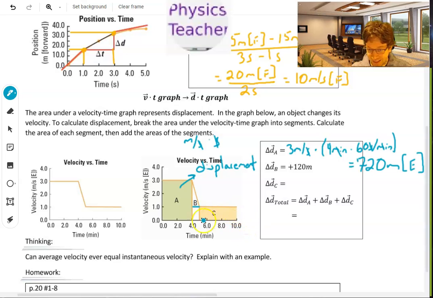But for now, if we were to look at C, C is, we go from 5 minutes to 10 minutes at a speed of 1 meter per second. So length times width, we get 1 meter per second times, from 5 to 10 is minutes, not seconds. And we need to convert that into seconds, so multiply by 60 seconds per minute. And we should get 300 meters.